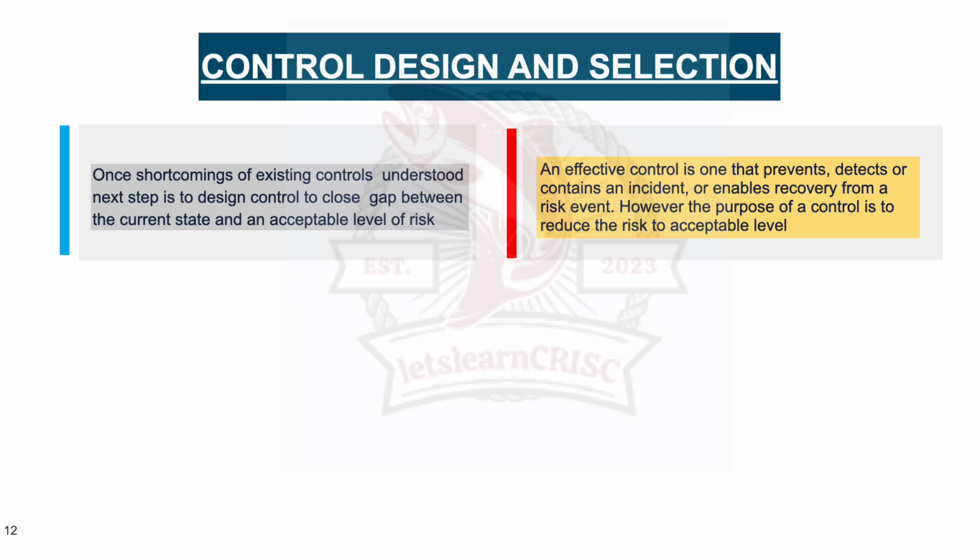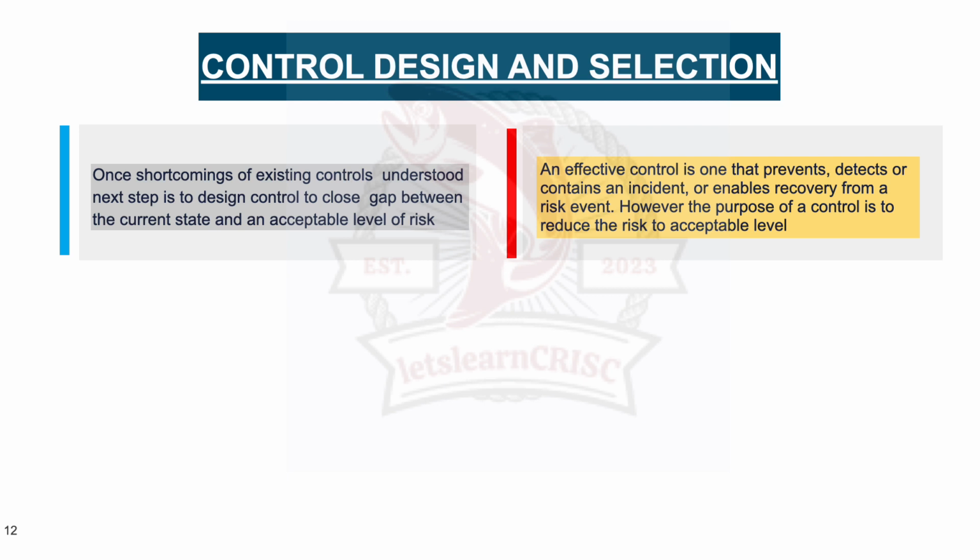Next, an effective control is the one that prevents, detects, or contains an incident or enables recovery from a risk event. However, the purpose of a control is to reduce the risk to an acceptable level. Friends, indeed every enterprise employs controls as a fundamental component of risk management. In the broad sense, an effective control is the one that serves to prevent, detect, or contain an incident or facilitates recovery from a risk event. Right? Friends, controls are diverse and can encompass a range of measures such as policies, procedures, technological safeguards, training programs, and more.